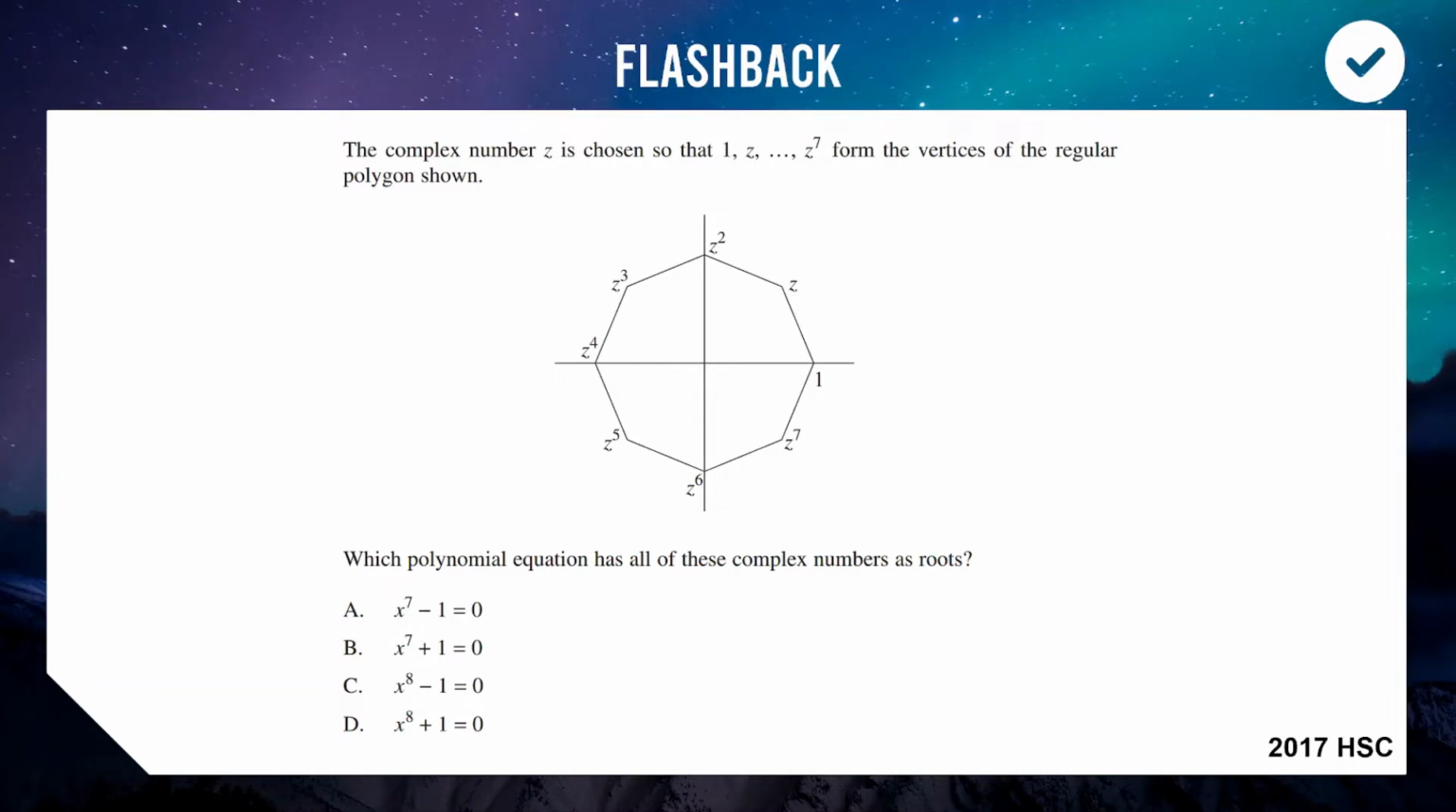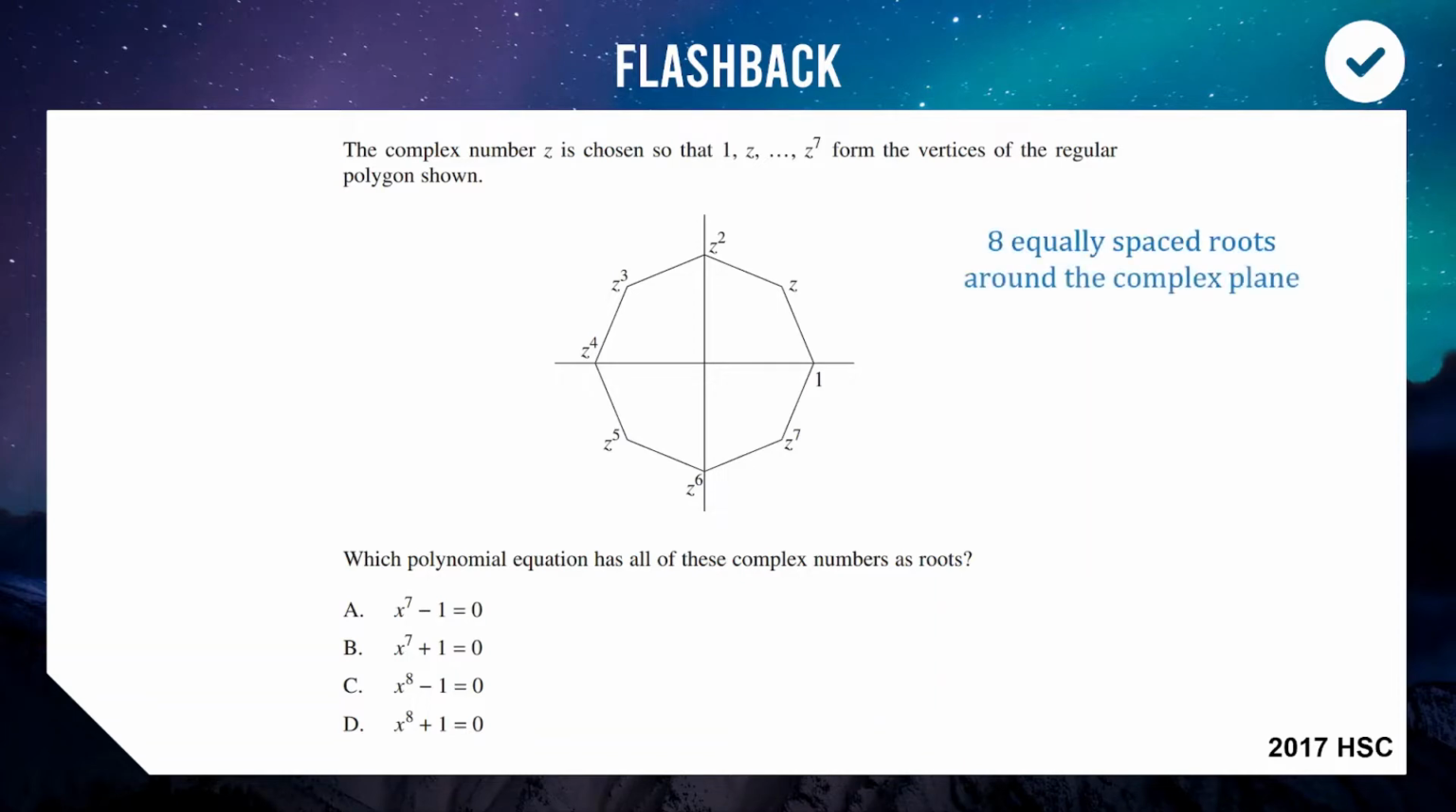G'day nerds, welcome back to McGrathematics for another episode in the Extension 2 saga. Starting off with a flashback from the 2017 HSC exam. We've got complex numbers chosen so that these complex numbers form the vertices of a regular polygon as shown. Which polynomial equation has all of these complex numbers as its roots? Pause the video and decide on whether you're going for A, B, C or D before I go through my solution and see if we get the same answer.